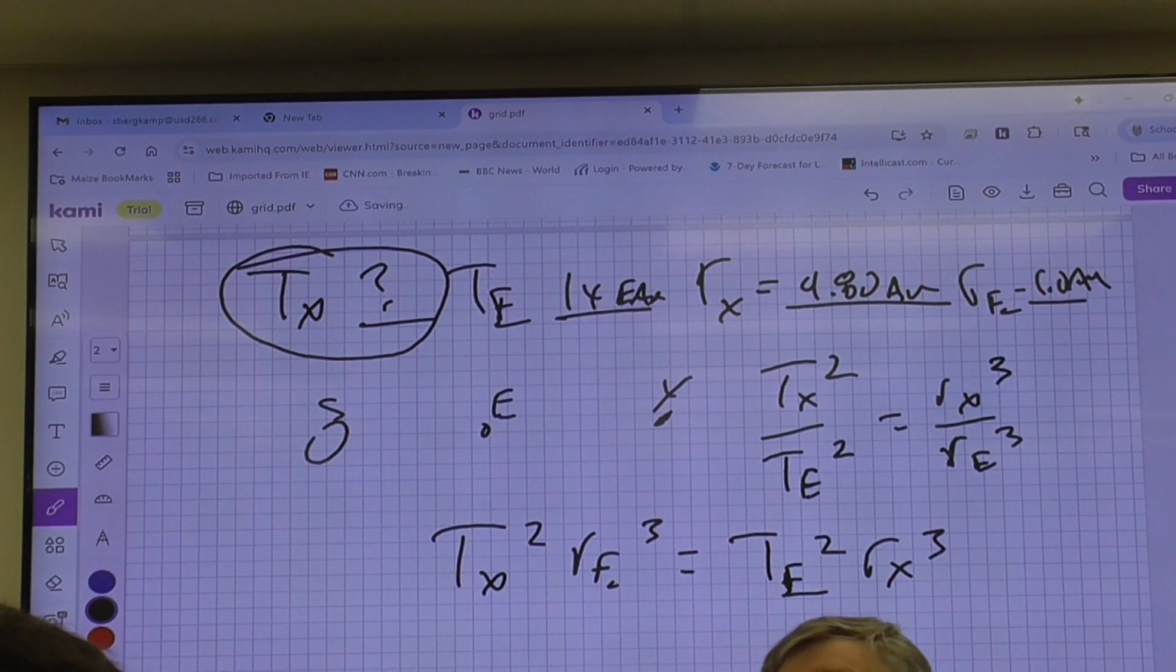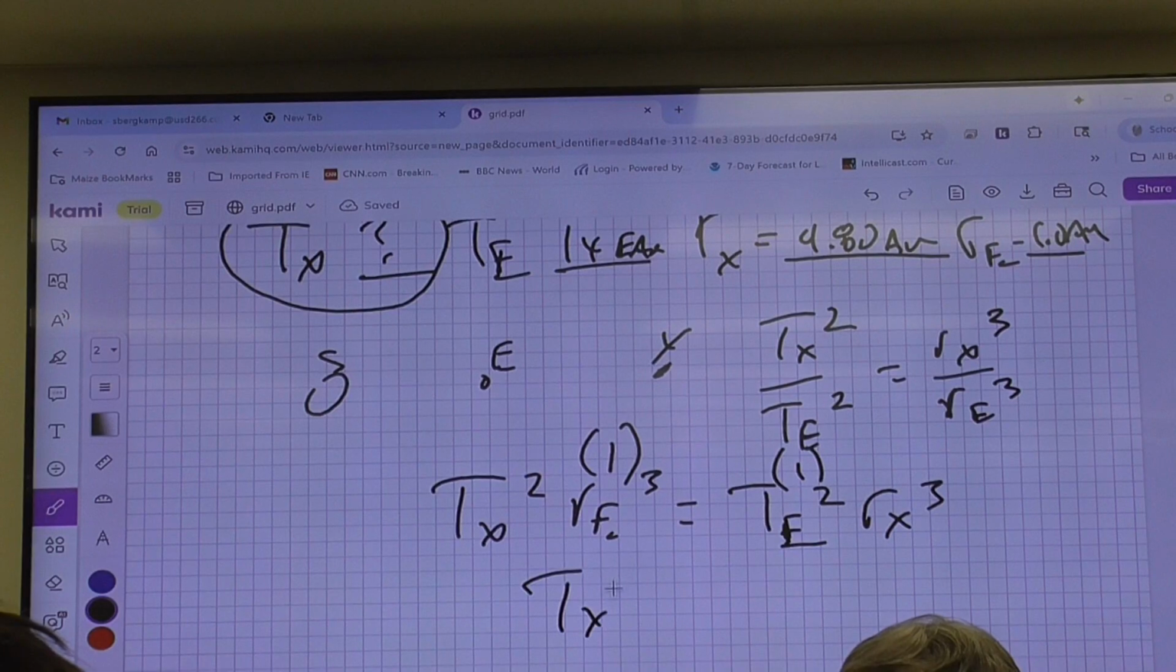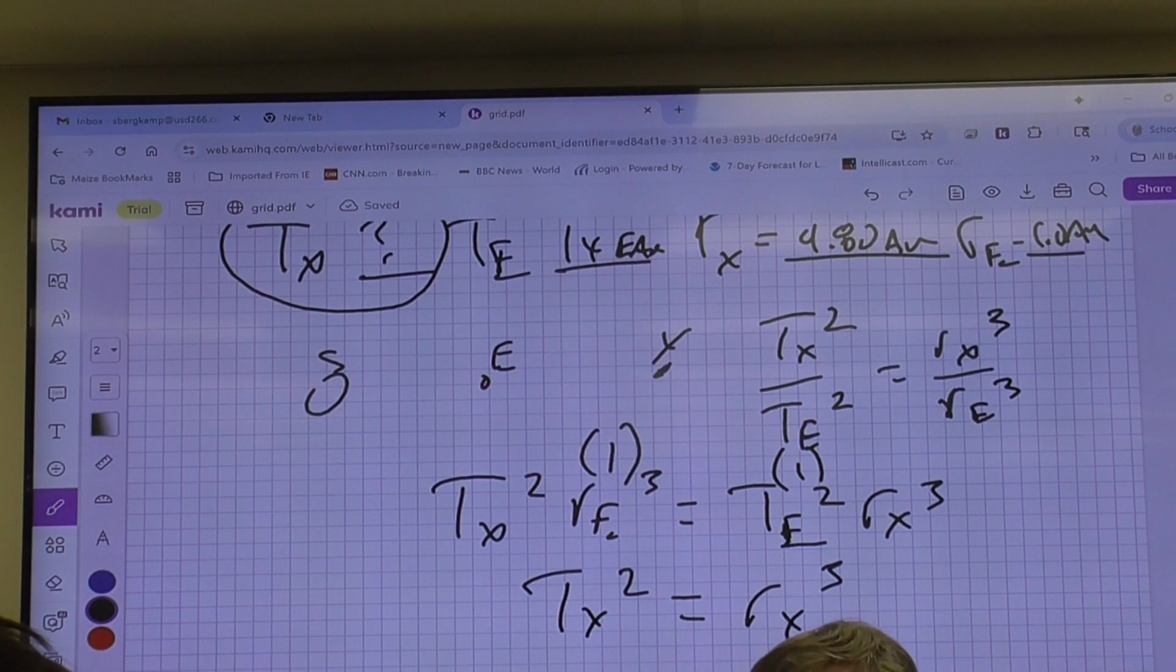Nice. Now, you're Kepler. What did you let the radius of Earth equal? 1. That's just 1. What did you let the period of the Earth equal? 1. So what are you left with? Tx squared equals Rx cubed. Right? So it looks horribly daunting, but it simplifies down to this.